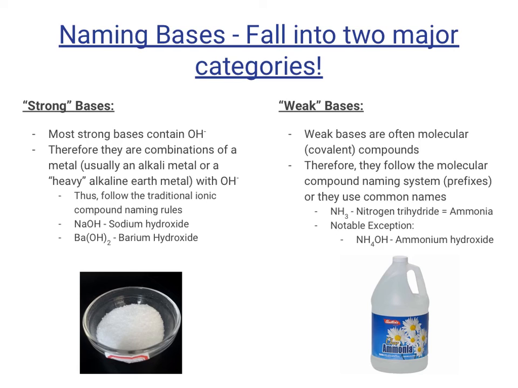The most common one we're going to see here, we actually use the common name of. So technically NH3, which we've been referring to as a base, is called nitrogen trihydride, but the common name for that is ammonia, and we've all heard of ammonia. So that's typically what we end up calling it. But technically any sort of weak base would be considered covalent, and therefore you would use covalent naming practices for that.